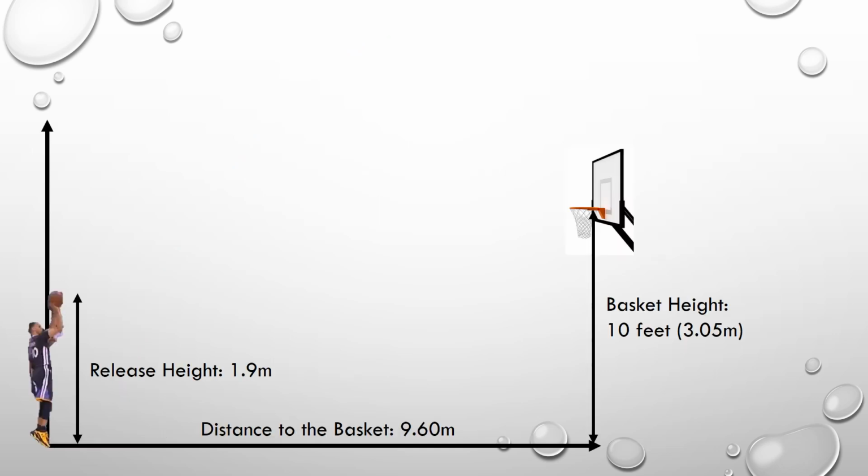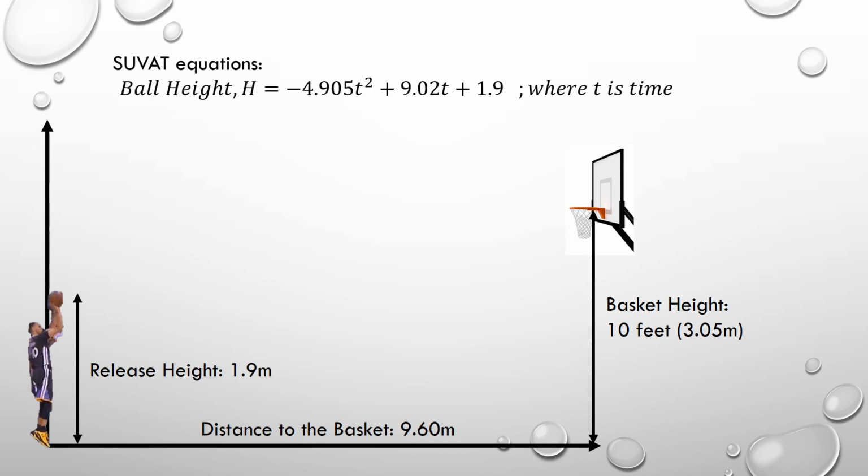So let's look at how we are going to solve this problem of how long the ball was in the air before it entered the basket. We'll use a physics concept called the SUVAT equations, and that's just a set of equations that links an object's displacement, initial velocity, final velocity, acceleration, and time. So it's easier if we split the problem into a vertical portion and a horizontal portion. Here, let's look at the vertical portion first.